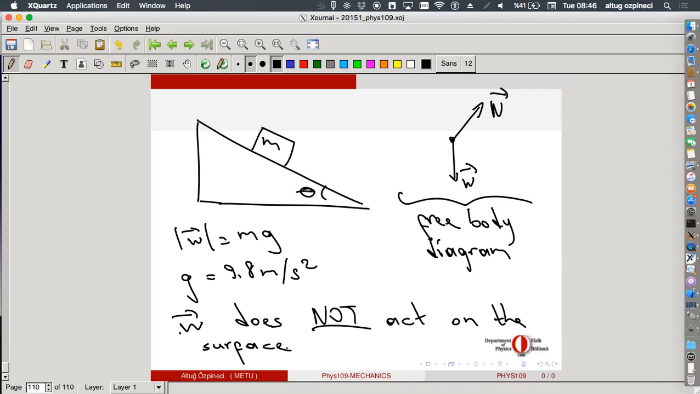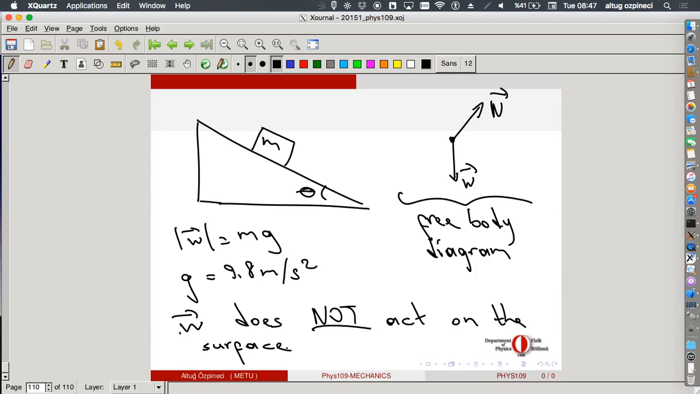So whenever you are writing these free body diagrams and identifying the forces, it is the forces that directly act on your object. Omega does not directly act on the plane. Of course, omega creates this and hence acts indirectly on the inclined plane, but the motion of the object is determined only by the forces directly acting on my mass.